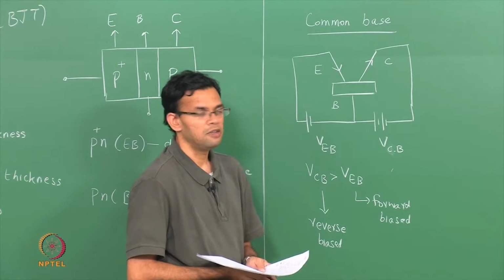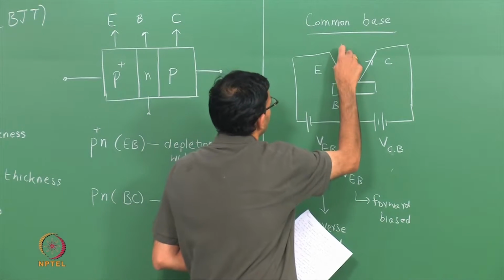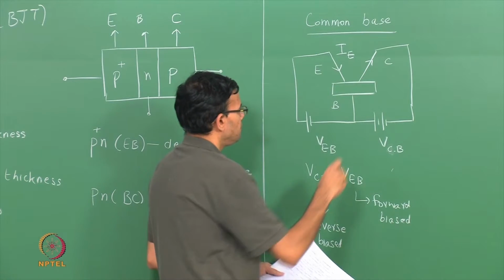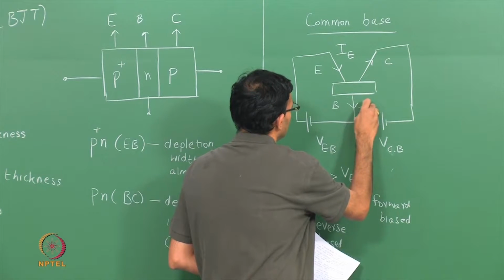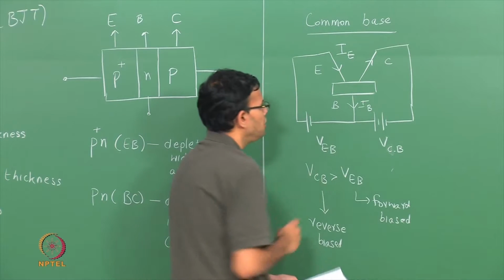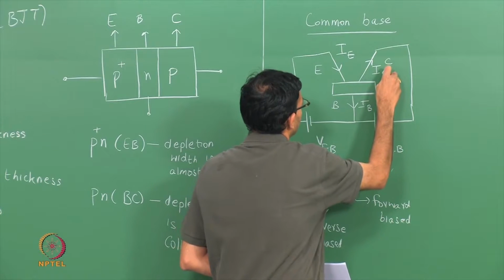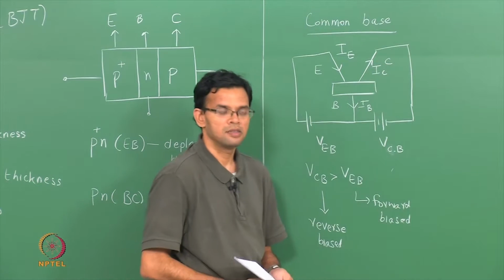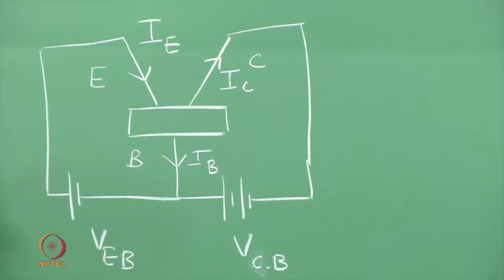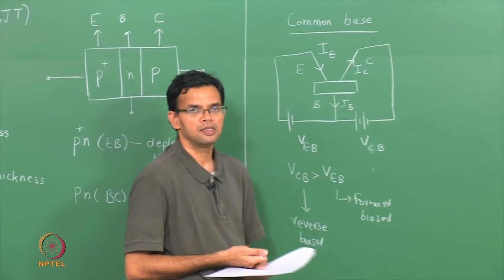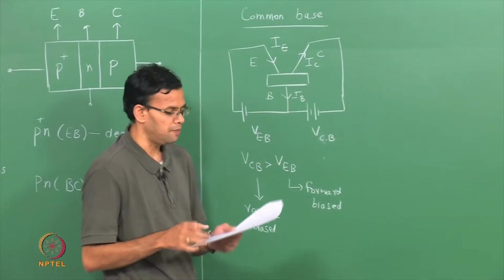We can also define three currents. One is an emitter current IE, then you have a base current, and then finally you have a collector current. So how does a PNP transistor work? Let me again draw a schematic of the transistor. In this, I will also mark the depletion regions.